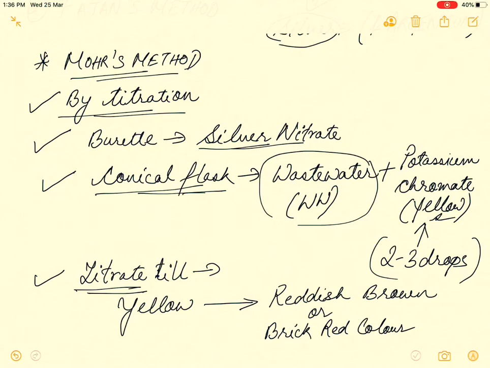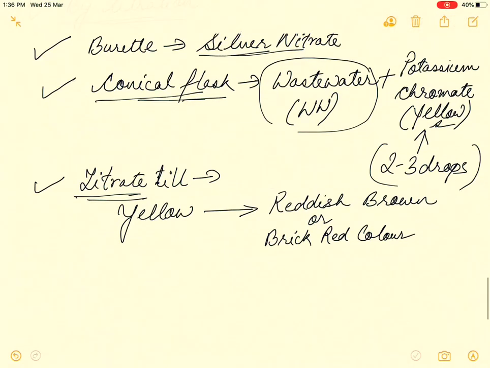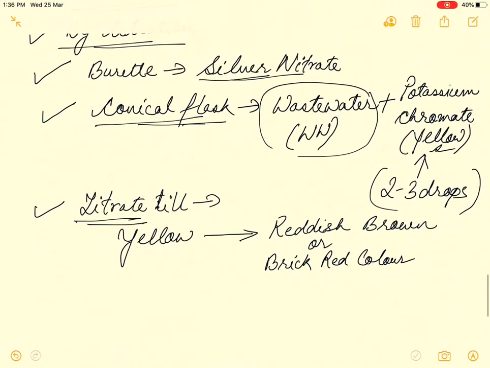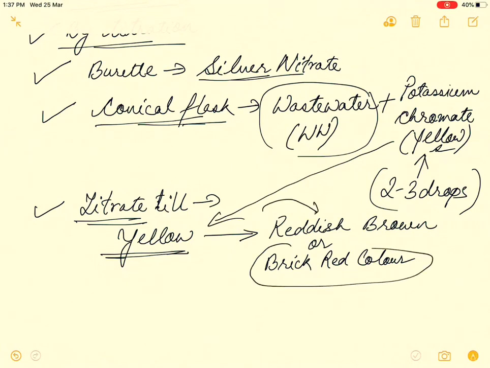The chemistry part you need not understand, because this is not a chemistry class, but most importantly the yellow color of the potassium chromate is converted to reddish brown, sometimes called brick red color. So this is the end point of the titration.